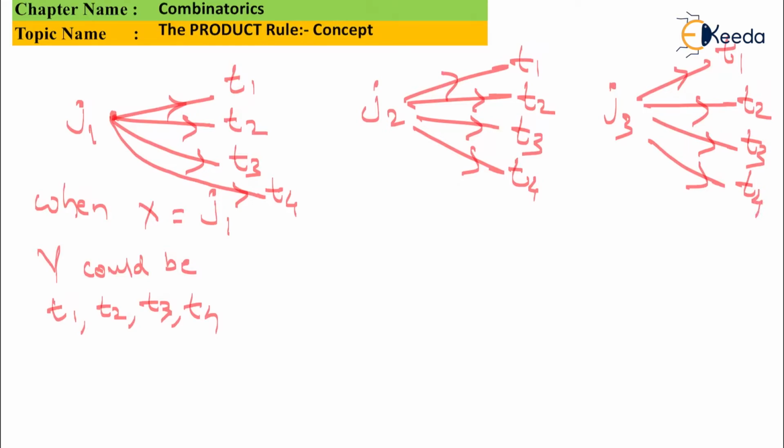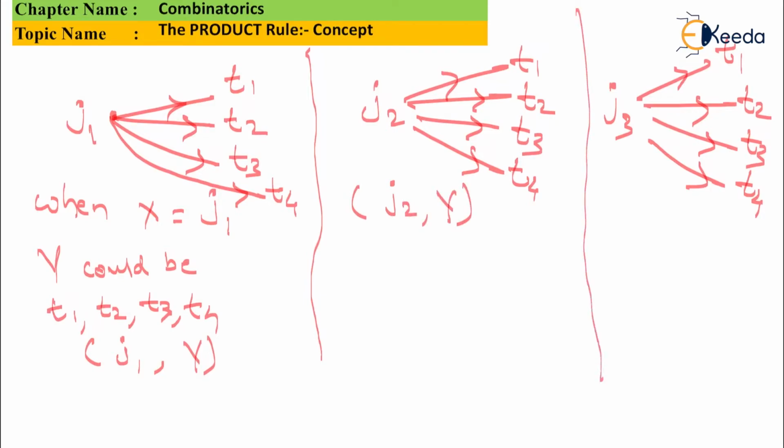This is called the choice tree. What does this say? The first branch shows you all pairs of the form J1 comma Y. The second tells you all pairs of the form J2 comma Y, and the third one tells you all pairs of the form J3 comma Y. So now Y is unknown, and how many choices do you have for Y? You have exactly 4 choices for Y.